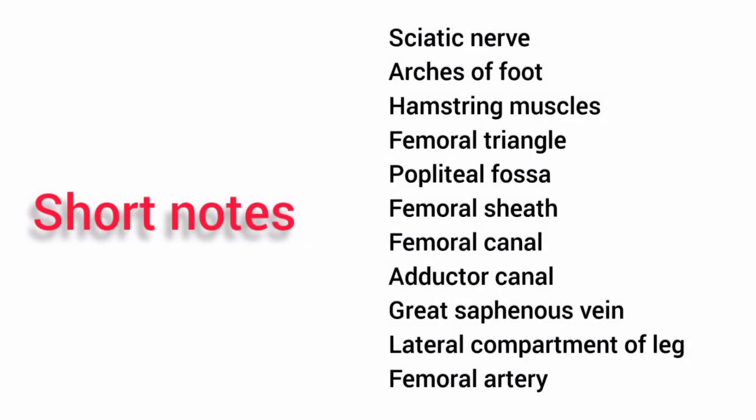So the topics important for short notes are sciatic nerve. The root value, course, branches, and the muscle group supplied by each branch is important. Then is the arches of foot. The branches, the supply, and the diagram is also important. Next is hamstring muscles. The origin, insertion, action, and nerve supply of these muscles needs to be mentioned. From the femoral triangle, the diagram, the boundary, and the contents are important. And the clinical aspect of each and every content needs to be mentioned.